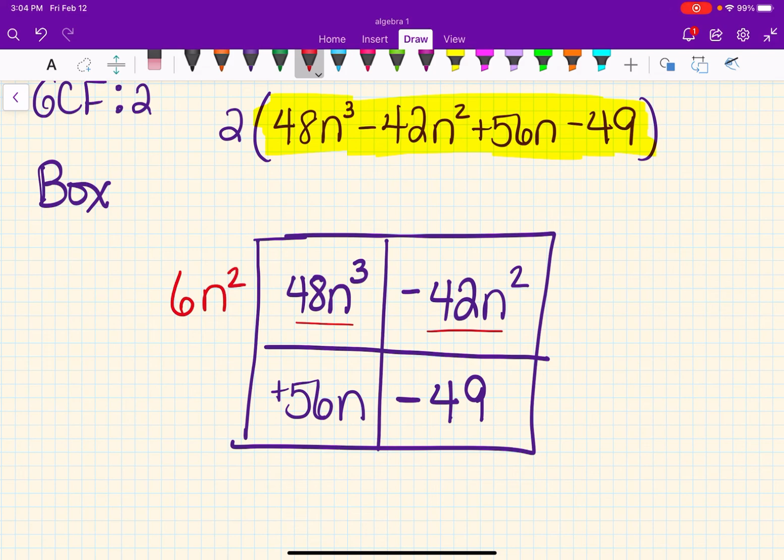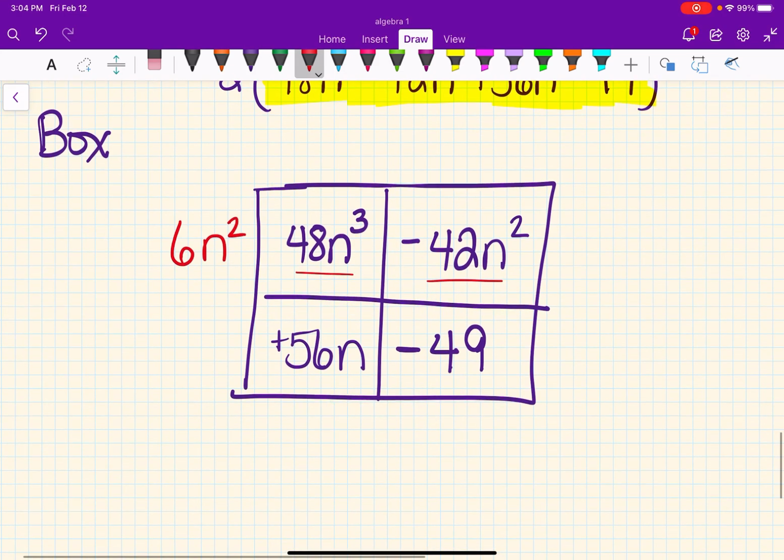In the bottom one, I could take out a negative, but the 56 is not negative. So I'm not going to take a negative yet. So I'm just going to take out a positive 7 because 7 is the biggest number that goes into 56 and 49. First row, don't take out a negative, so I'm going to take out a positive. 8 actually goes into both of these. And there's one n in both of them.